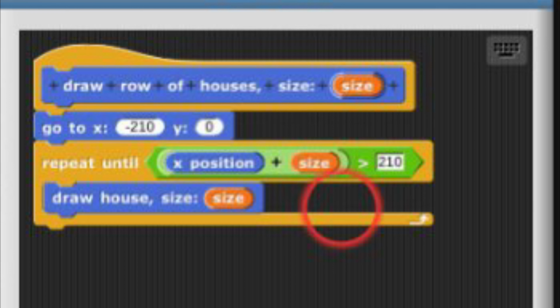For example, if the size is 100, then there will be 4 houses drawn and the sprite stops where the X value is 190, as if the sprite drew the next house, it would go over 210. I will now demonstrate this code with the input being 100.